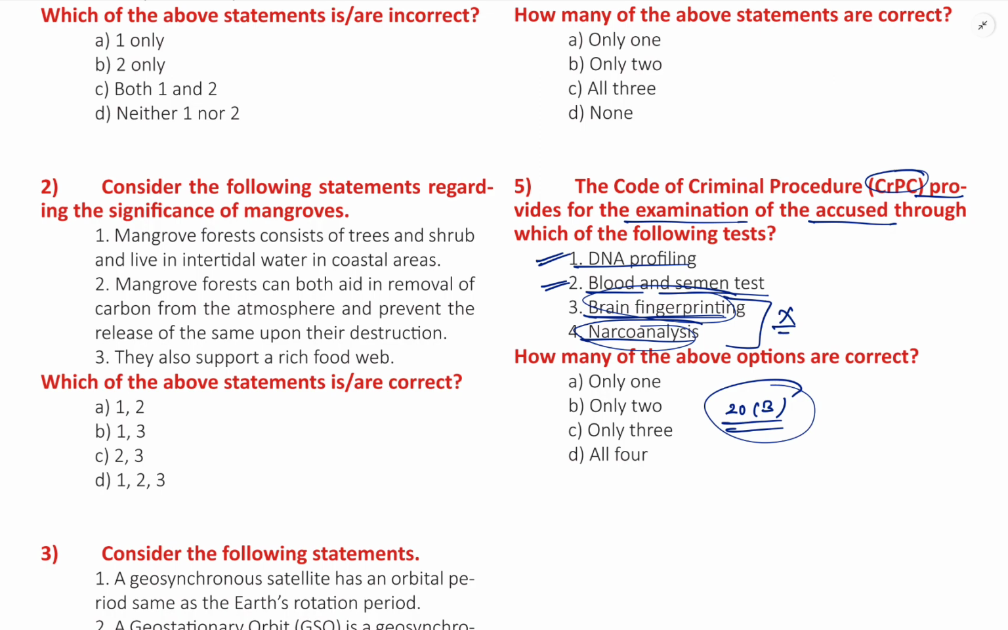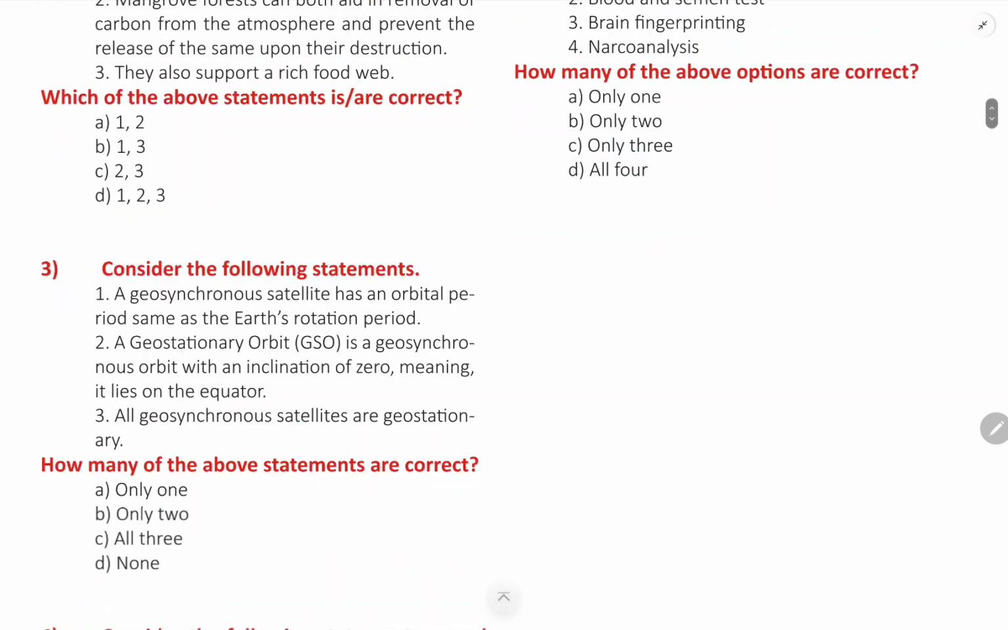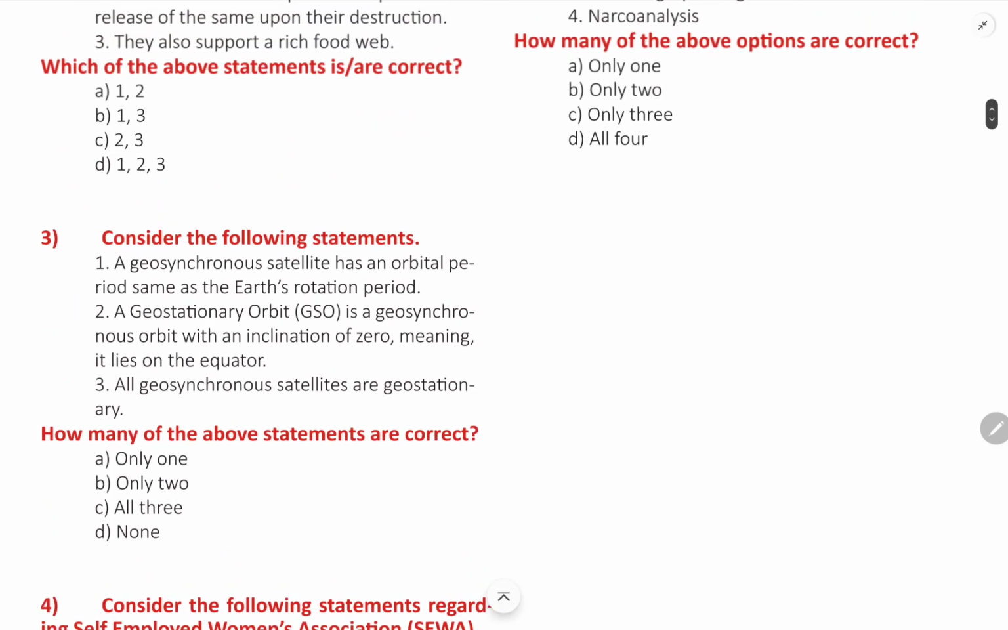Okay, so this you should know, and these tests basically fall under CrPC section 53, and section 311A you should know. Okay, so these 2 sections you should know from here. Okay, so this is it.